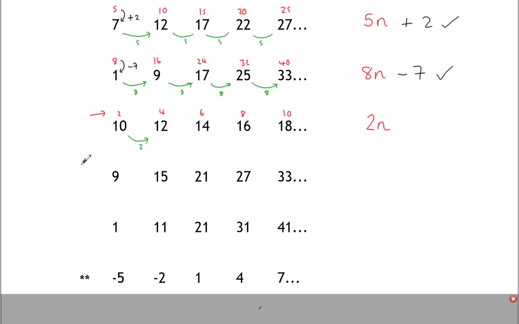So my numbers in black are a lot bigger than the 2 times table. They're bigger by 8. So you have to add 8 to the 2 times table if you want to start on 10.